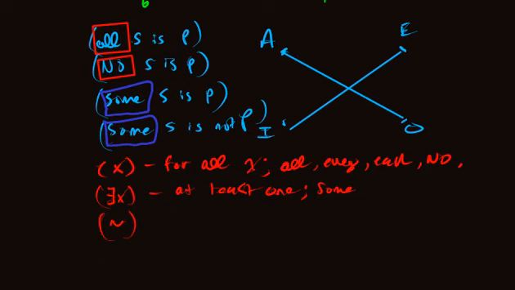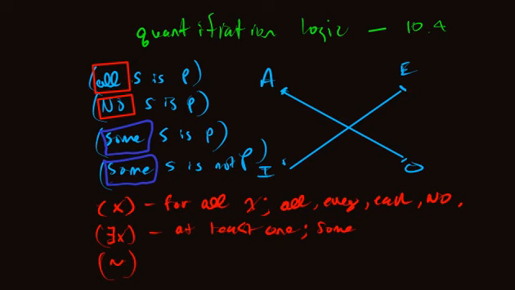Now I'm going to put the square in quantified terms. So for all x, if x is an S, then x is a P. Same over here, for all x, if x is an S, then x is not a P. That is our E statement.